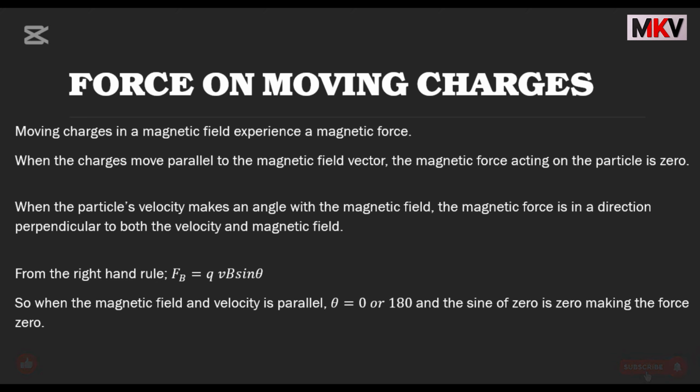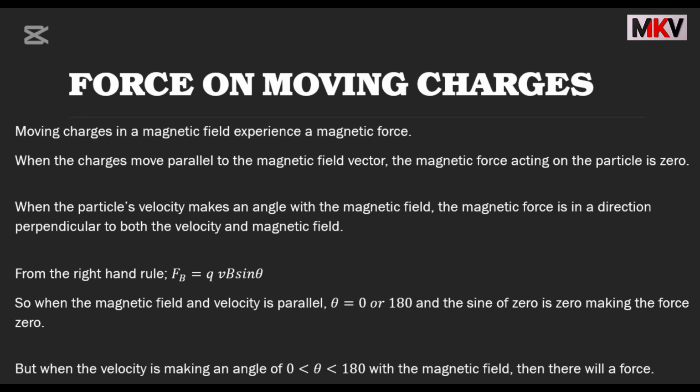When the magnetic field and the velocity are parallel, that is when theta is equal to 0 or 180 degrees, then the sine of theta is 0, making the force 0. When the velocity is making an angle which is greater than 0 and less than 180, then the force has a value greater than 0. That is, there will be a force acting on the charge when the velocity makes an angle to the magnetic field.